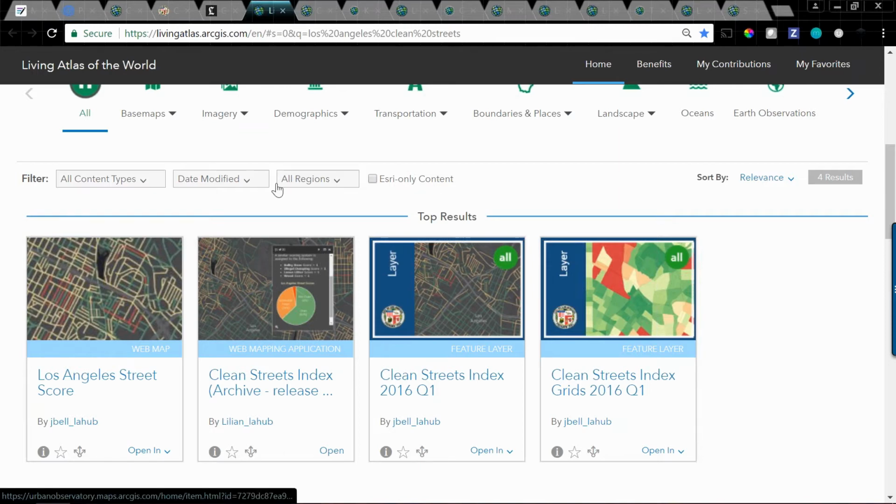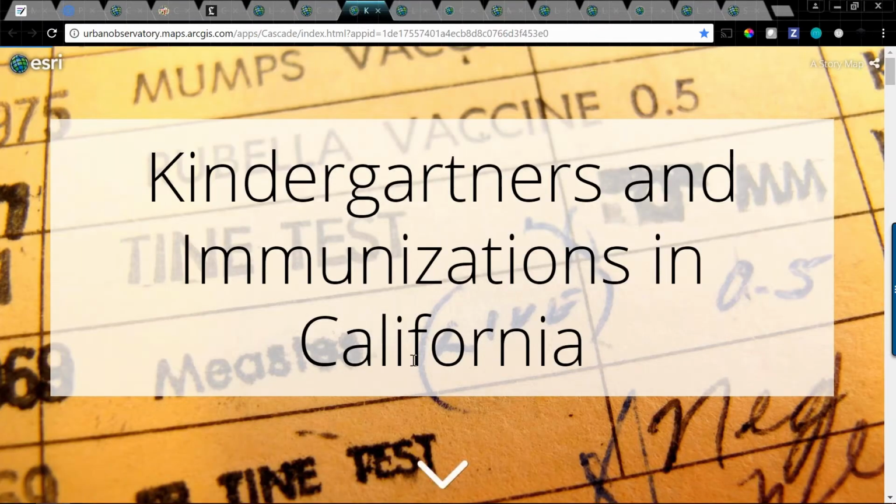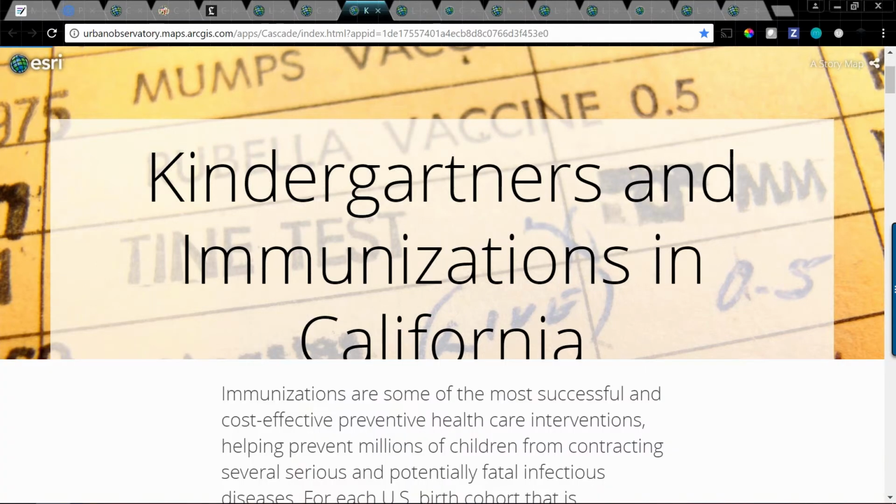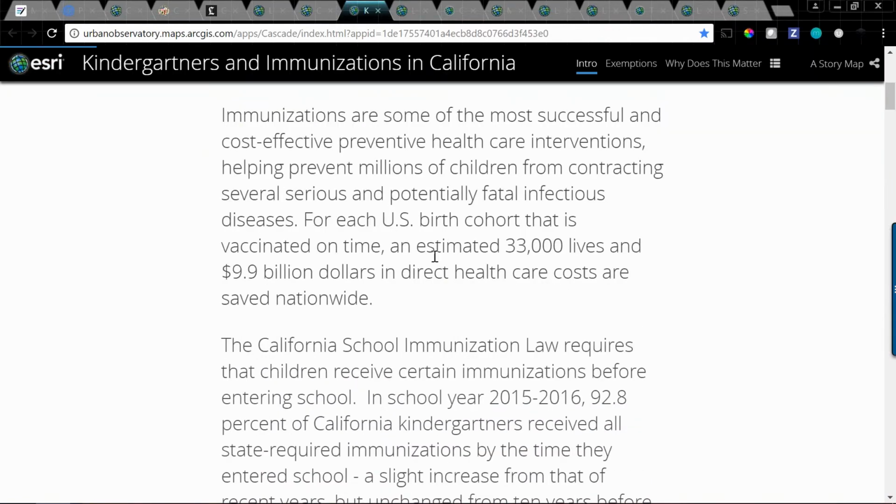We like that. All right, so I'm going to turn it over to the second of the four examples, and Jim's going to talk about kindergarteners and immunizations in California. This is a story map created by our coworker, Diana Lavery. Diana came across a data set on a State of California website regarding immunizations. And what was particularly interesting is the data set was summarized by school district.